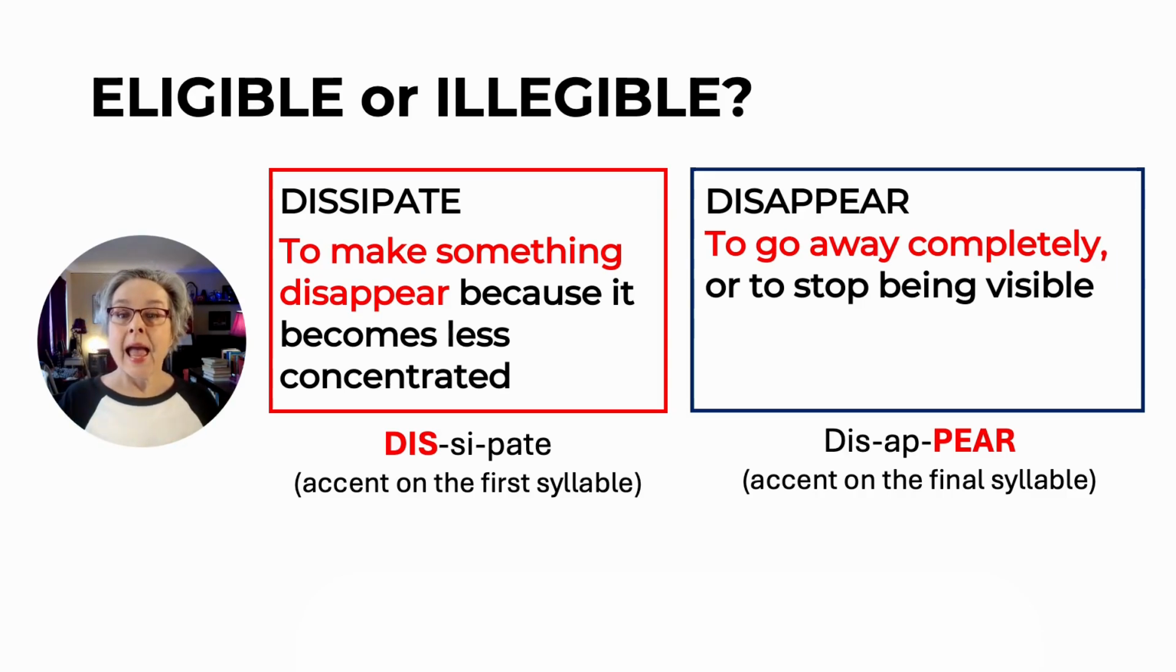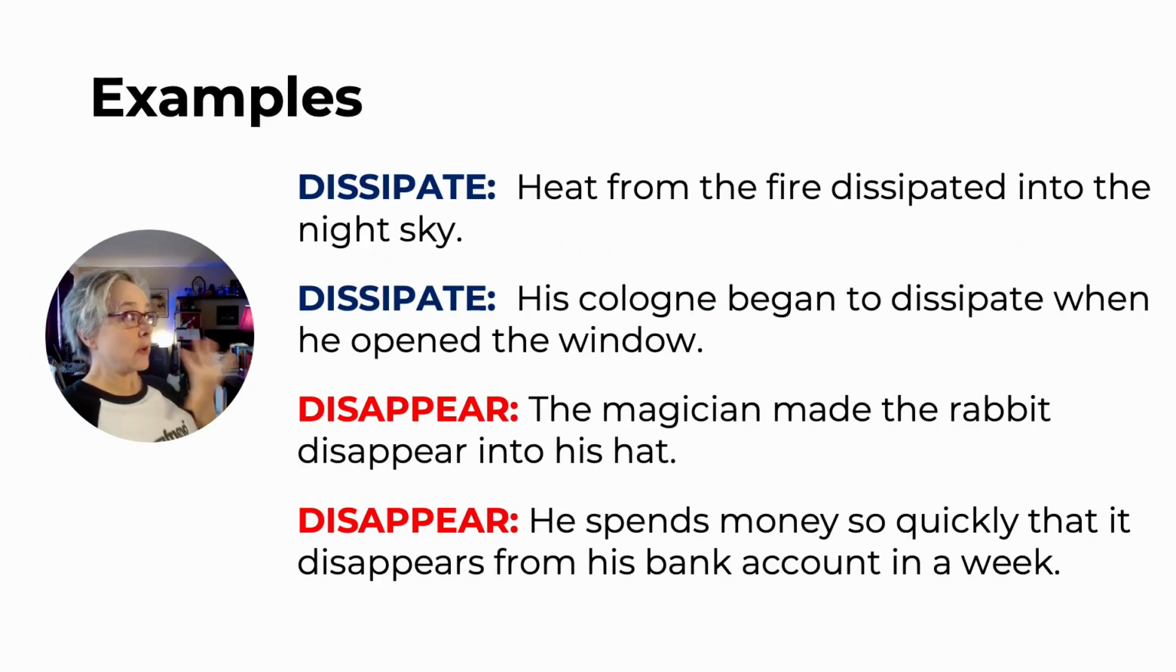Disappear, on the other hand, has the idea of to go away completely or stop being visible, especially when something happens very, very quickly. So this is a good example of how the predicate, the verb plus the information that comes after the verb, helps work together to make the difference a little more obvious. In the first two examples, with dissipate, we had the idea of something that was really concentrated at the source, but as the heat went into the night sky, or as his cologne began to be less concentrated when he opened the window, it doesn't go away entirely, but it's a lot less noticeable.